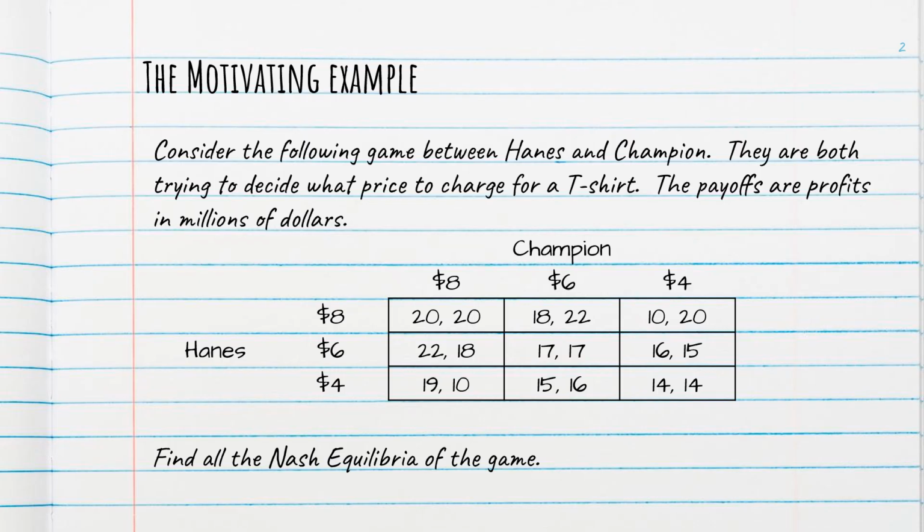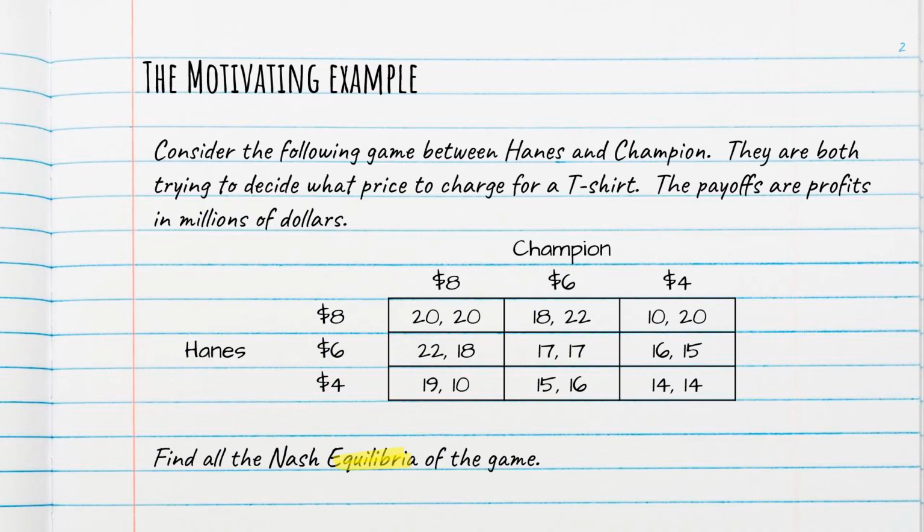So I want you to notice that Haynes and Champion both have 3 strategies. These are price strategies. They can each decide to set a price of $8, $6, or $4. Our goal here is to find all the Nash equilibria of this game. If you see this word Equilibria, that's just the plural of equilibrium. It means that we are looking potentially for more than one.